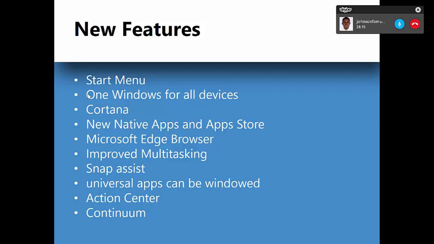We have the start menu. Unlike Windows 7, where we had the start menu, on Windows 8 we do not have that. Not window, Windows. Put an S after it. Yes, on Windows 8 we do not have the start menu, but now on Windows 10 we have it brought back. Then we have one Windows for all devices, container, new native apps and app store, and an improved Microsoft Edge browser.